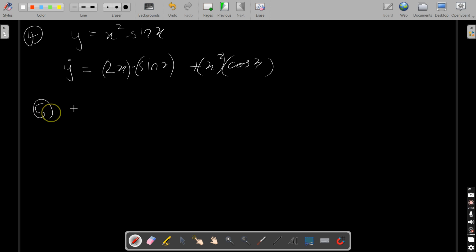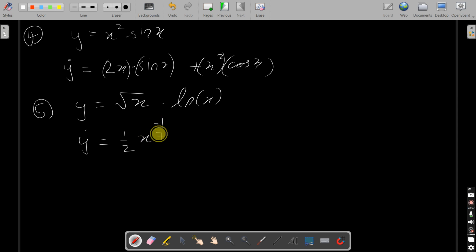Fifth question, y is equal to under root x dot ln x. y dot will be 1 upon 3 x to the power minus 1 upon 3, and ln remains as it is, plus under root x times 1 upon x.